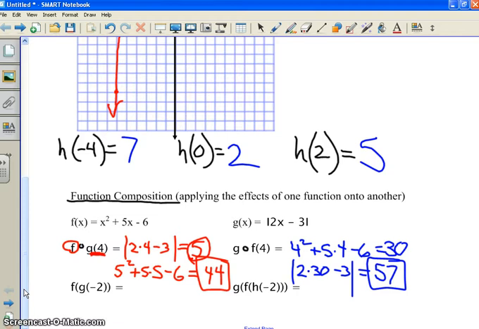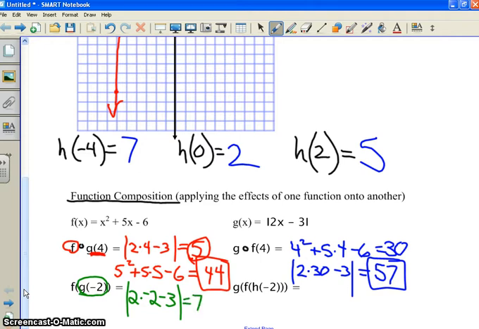Now the other notation that can be used with function notation is just in parentheses, thinking about order of operations. So down below, f of g of negative 2, inside of the parentheses is the first function we're going to work with, g of negative 2. And whatever we get as an answer, we'll plug it into f. So g of negative 2, we're going to be doing 2 times negative 2 minus 3. Negative 4, take away 3 is negative 7. Absolute value of negative 7 is 7.